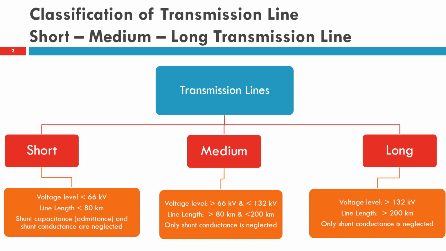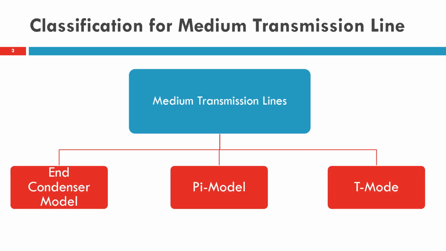In this lecture, I will cover ABCD parameter derivations for the medium line and how to draw the phasor diagrams for this medium transmission line. That is the objective of this lecture. Again, medium transmission lines are classified in three categories, or we can say that this medium transmission line can be represented in three ways. These three ways are the end condenser model, the pi model and the T model.